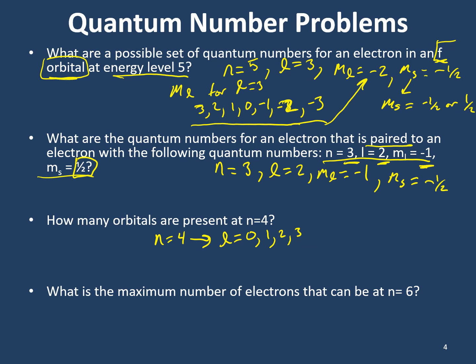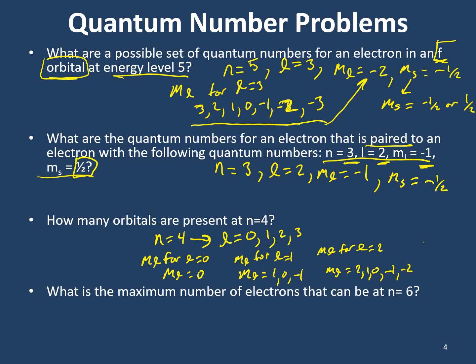And this means I need to count how many ml values I have for each one of these L values. So what are my ml values? ml for L of 0 would be 0. ml for L of 1 would be 1, 0, and -1. ml for L of 2 would be 2, 1, 0, -1, and -2. And finally, ml for L of 3 would be equal to 3, 2, 1, 0, -1, -2, and -3.